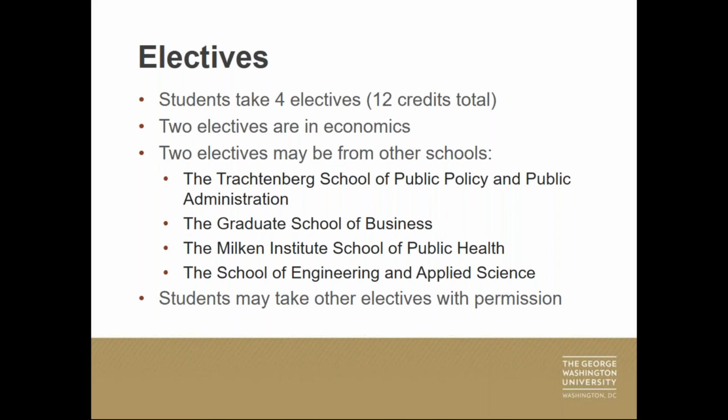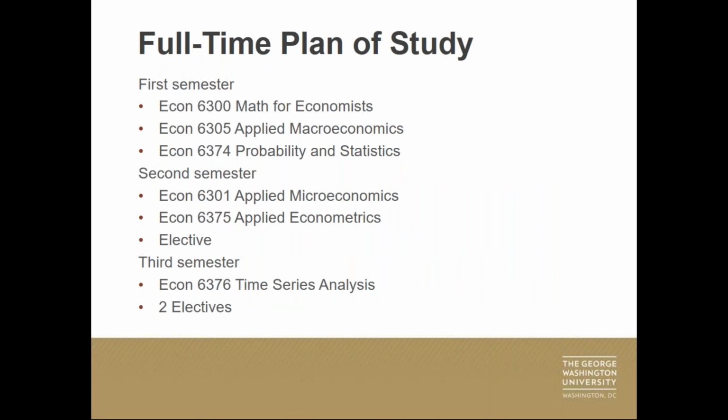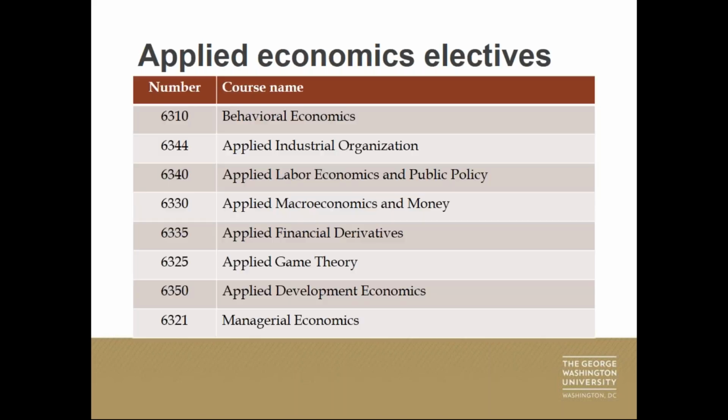So if you're studying full-time, this is what a typical program would look like. You would take 3 courses in the fall. In your first semester, math, macro, and stats. Second semester, my course in micro, econometrics, and one of your electives. Third semester, you take time series, your final core course, plus 2 electives, and then you stick one in the summer, or maybe take 4 courses in a semester.